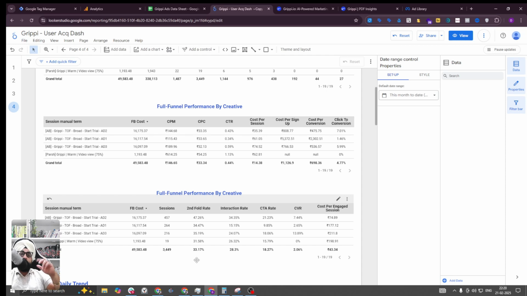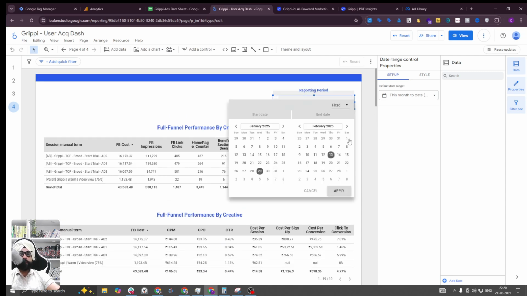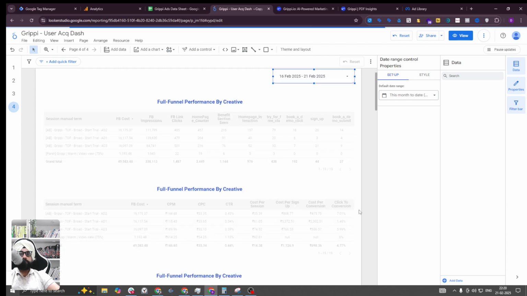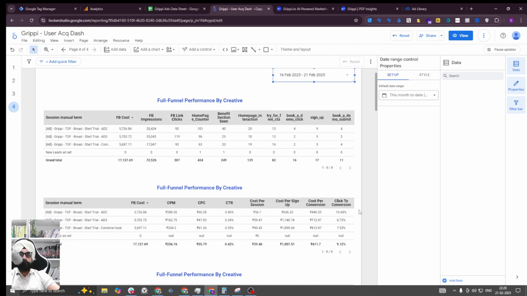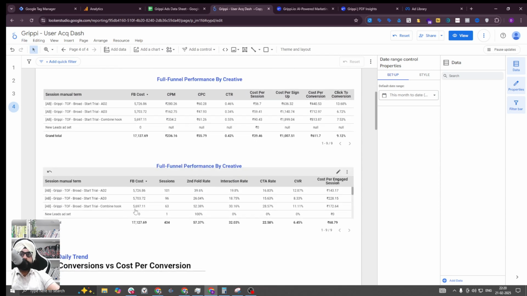Hence the overall effect on the conversion rate and the overall effect on the engagement rate is going to play a huge role in telling you what is working and what is not working. If you look at the interaction rate, this one is 15.15%, and 9.85% is the CTA rate, right? So 15%, 9.85, 34%. Remember these numbers. The new one is having 52%.